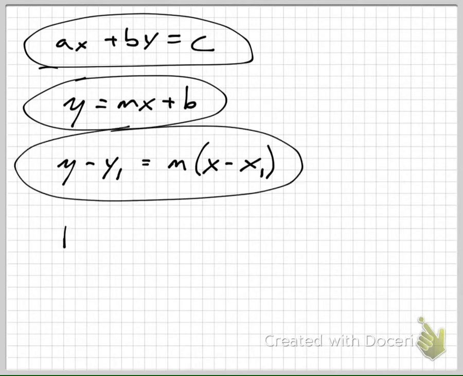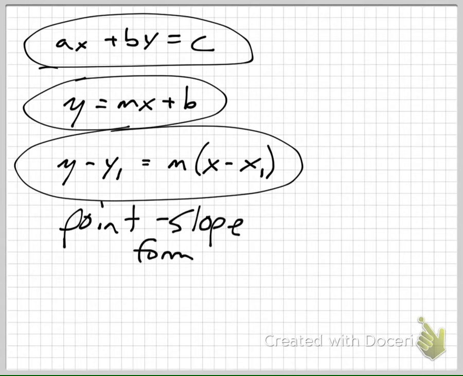Point-slope form. Okay, that's that guy. We all have it written down. Y minus y1 equals m times x minus x1. You need to memorize that. Now, I'm going to write it up at the top so we can have y minus y1 equals m times x minus x1.